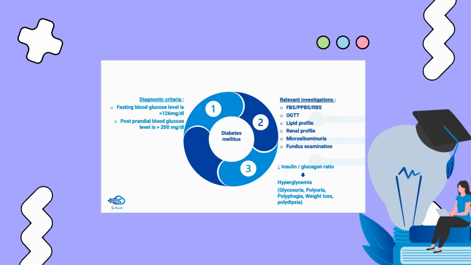Renal profile is done to check for diabetic complications, that is serum creatinine, urea and uric acid levels. Check for the microalbumin in the urine. So presence of microalbumin indicates the early stage of renal damage in a case of diabetes mellitus. Then you have the fundus examination, which helps in preventing the complications developing due to diabetes mellitus. So these are the relevant investigations which can be done in a case of diabetes mellitus.